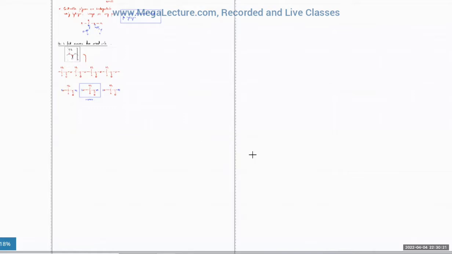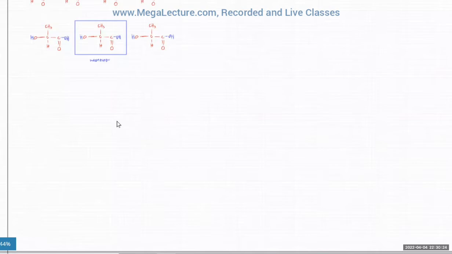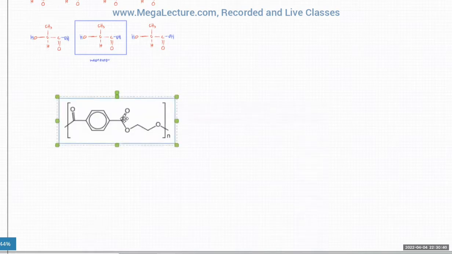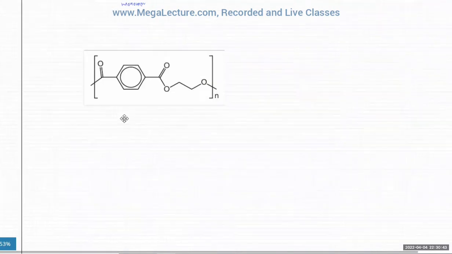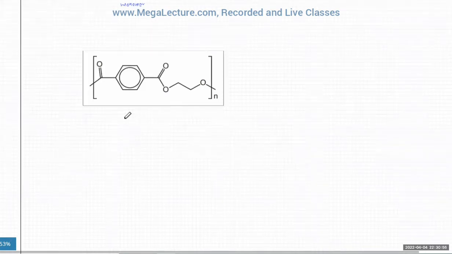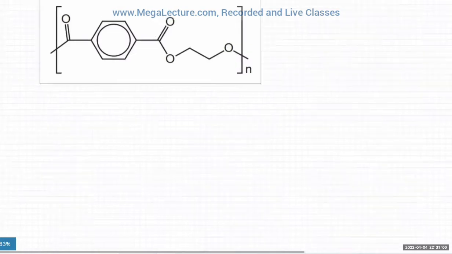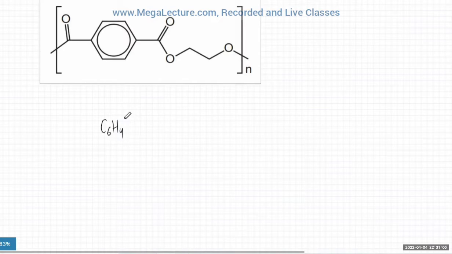I'll just do another one, which again they didn't ask in the question, but here's the molecule. Here's the molecule, and I'm being asked to draw the monomers. Which monomers does this have? So the middle part is your benzene. I'm going to write it as C6H4. This one next to it is a double bond O.